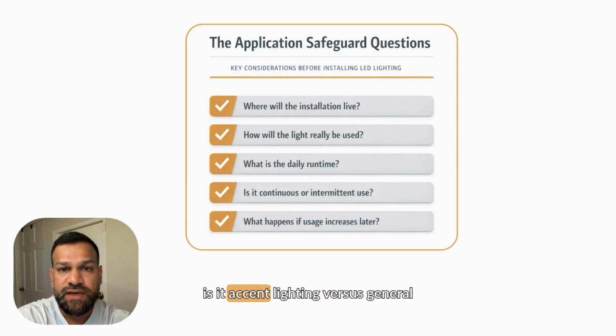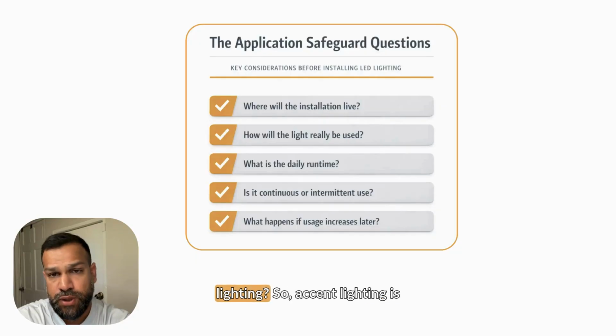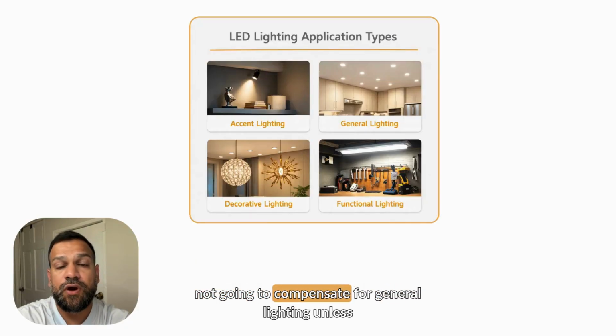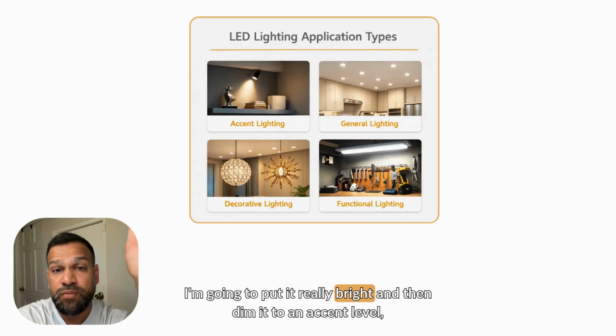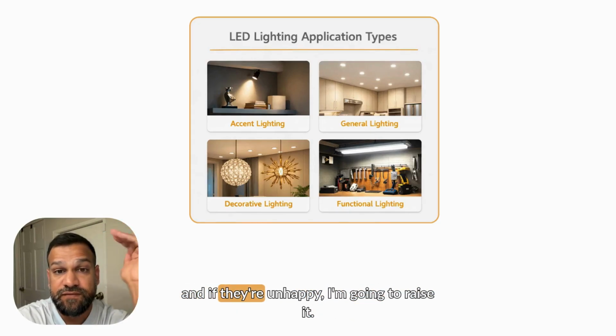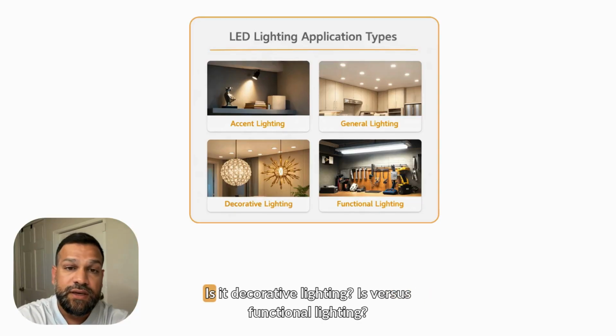Is the application forgiving or sensitive? Meaning, is it accent lighting versus general lighting? Accent lighting is not going to compensate for general lighting, unless the client is unsure and you say, you know what, I'm going to put it really bright and then dim it to an accent level, and if they're unhappy, I'm going to raise it. Is it decorative lighting versus functional lighting?